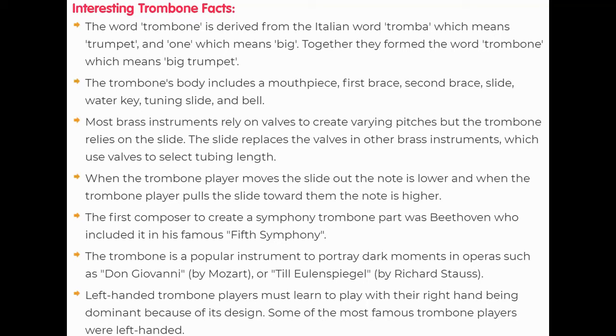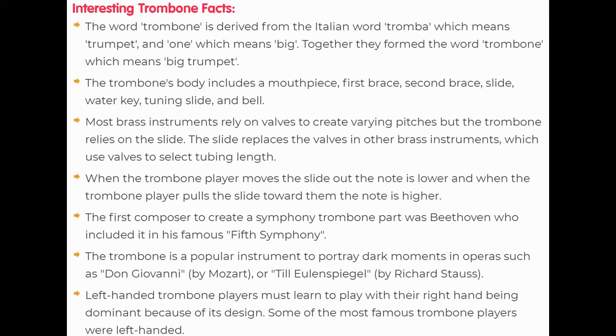Most brass instruments rely on valves to create varying pitches, but the trombone relies on the slide. The slide replaces the valves in other brass instruments, which use valves to select tubing length. When the trombone player moves the slide out, the note is lower, and when the trombone player pulls the slide toward them, the note is higher.